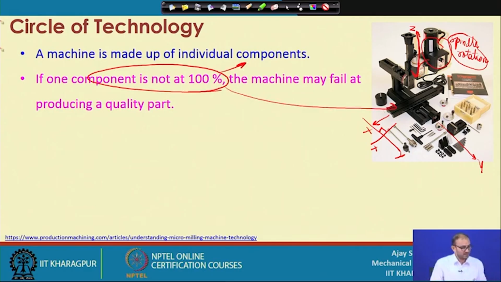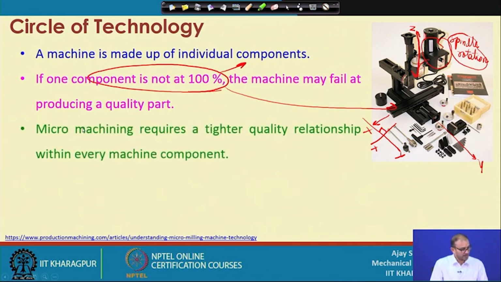So, that is why the circle of technology is important. That means each and every part should give 100% of the required operation, then only you can get the things done. Micro machining requires a tight quality relation within every machine component. That is what we have seen here, that even a few microns of movement or disturbance between the different things is enough to destroy or reject the component which you want to take from this micro machining center. So, you have to be very careful in getting this done.